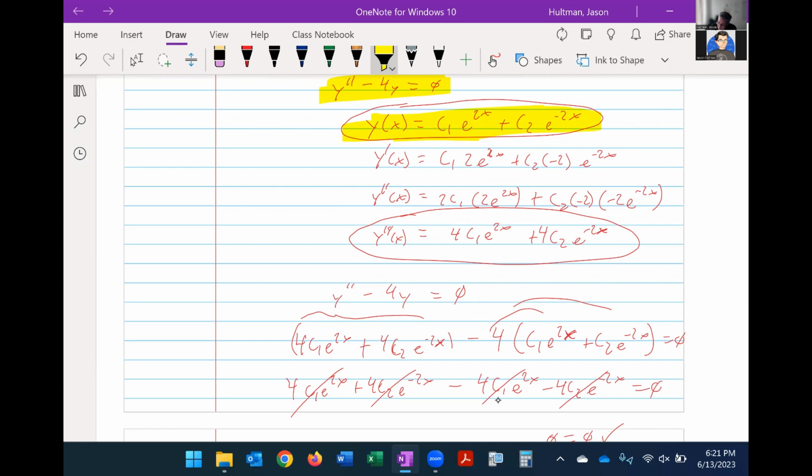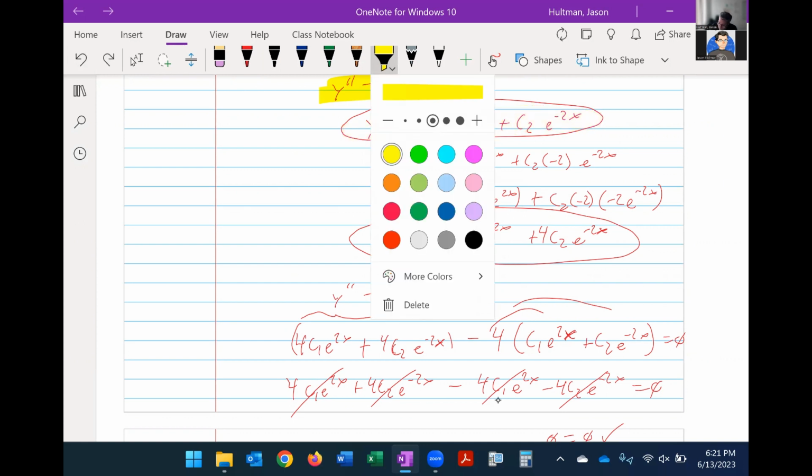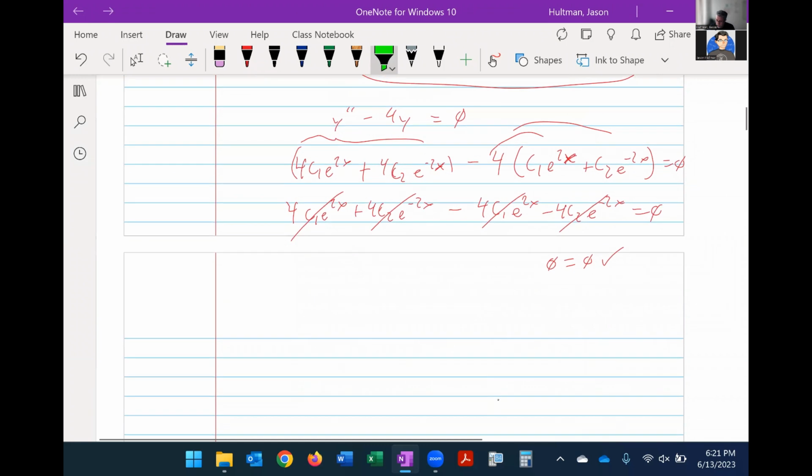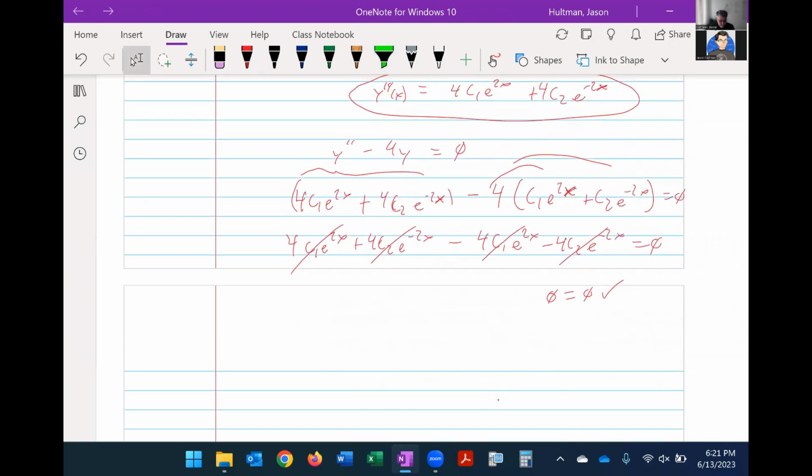I should put that in a different color. I'll make my solutions green. There's my solution. That was a solution to that differential equation, because when I took the second derivative and plugged in that and the original function, I ended up with something that equates 0 to 0.